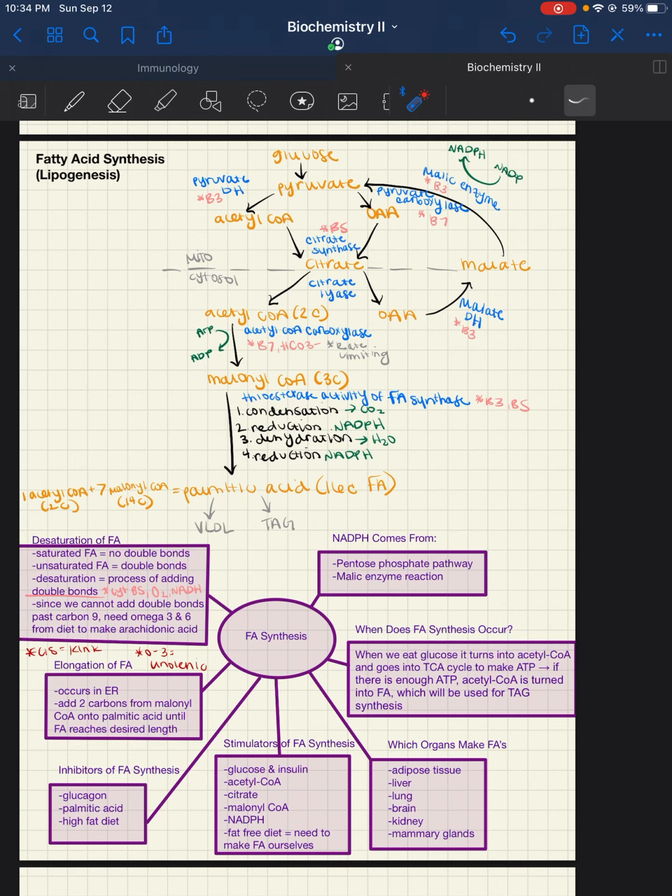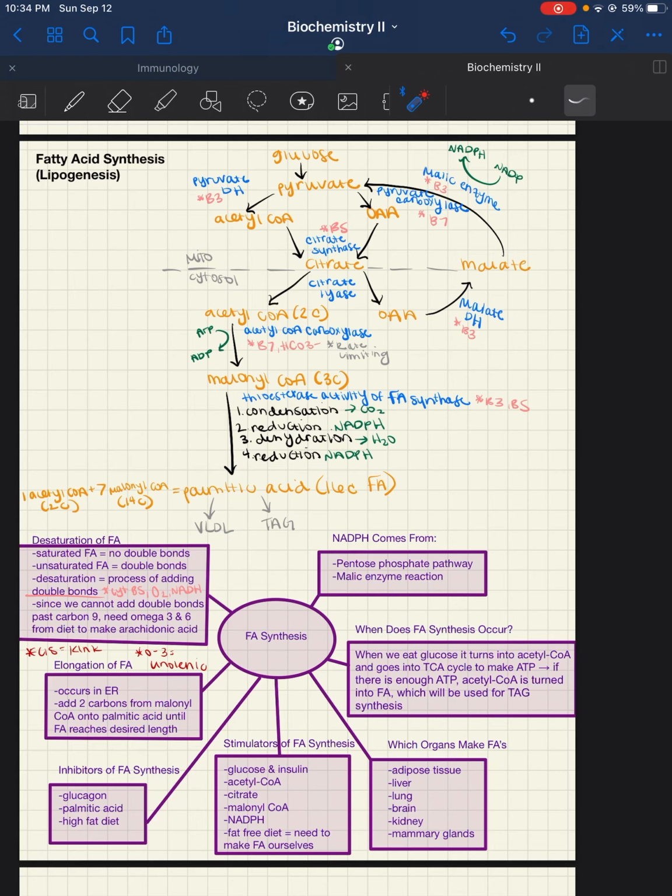Stimulators of fatty acid synthesis are glucose, obviously, because that's what's starting this reaction, and insulin, because insulin's released in the fed state when there is glucose in the blood. Acetyl-CoA will stimulate this pathway because we're adding malonyl-CoAs onto acetyl-CoA to form palmitic acid. So malonyl-CoA will stimulate it too.